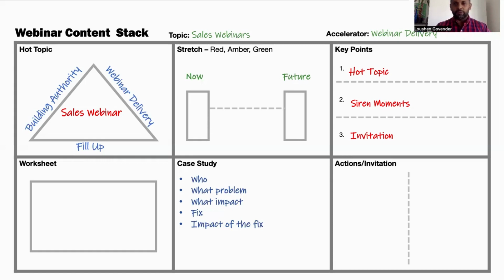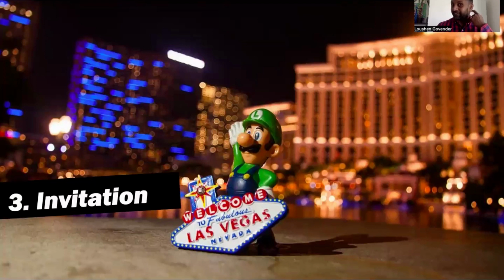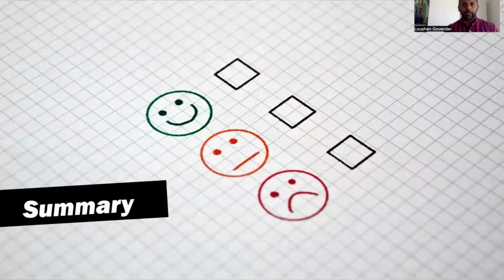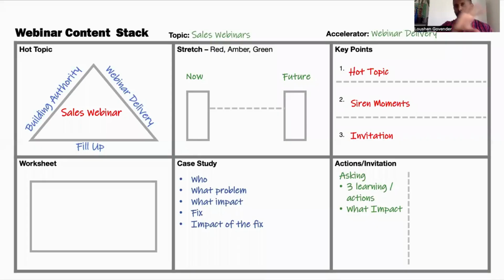Now it brings us to the invitation part. And I love this part. So the invitation part is where you're trying to get them to book a call with you, right? You want to provide a summary of your webinar. So we've covered 3 key things today, X, Y, Z, for example. We covered hot topic, siren moment, and invitation. I'm going through it right now, but you kind of get the gist of it. You say, hey, here are the 3 things we covered.